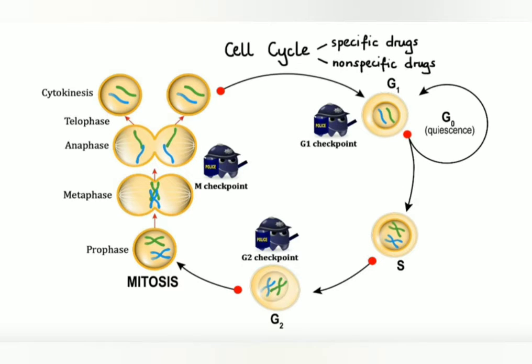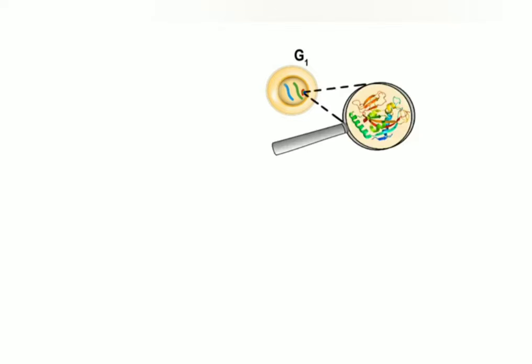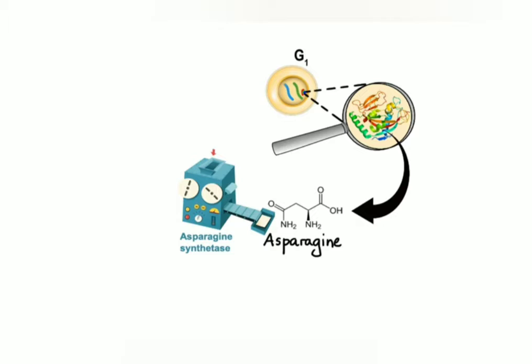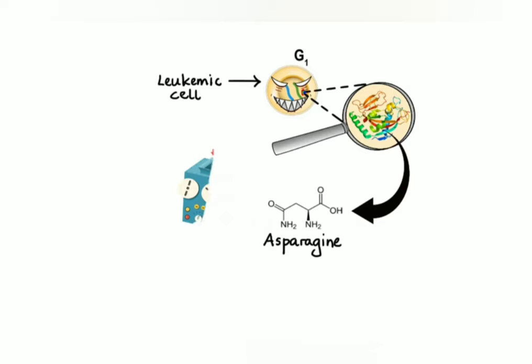So now let's explore these drugs in more detail, starting with the ones acting in G1 phase. During this phase, the cell synthesizes the majority of proteins that are needed later on for DNA replication and cell division. One of the building blocks of many of those proteins is an amino acid called asparagine. Now, healthy non-malignant cells can synthesize asparagine with the help of the enzyme asparagine synthase. However, some tumor cells, such as leukemic cells, lack this enzyme and depend on an exogenous supply of asparagine for their survival. This is where a drug called asparaginase comes into play.